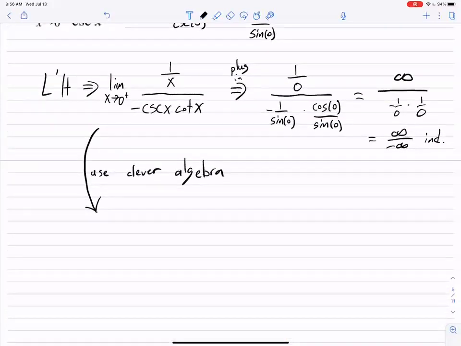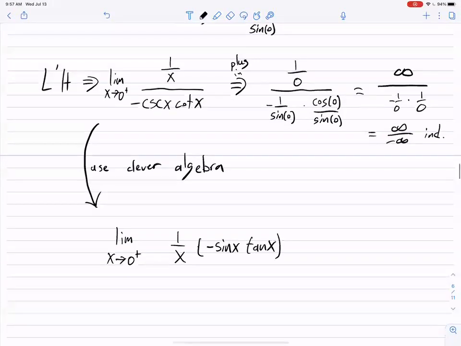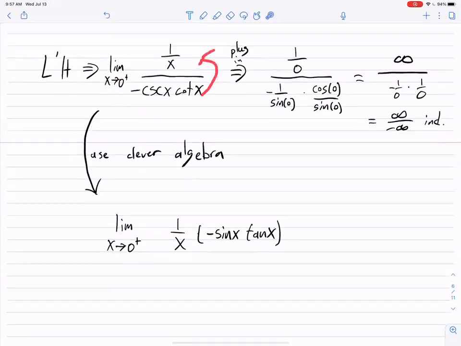And so using some clever algebra, I can rewrite this as the limit as x approaches 0 from the right of 1 over x, and then bringing these guys up top becomes times negative sine x, and then tangent of x by bringing those guys up top. So all I did is I brought these guys up to the top.